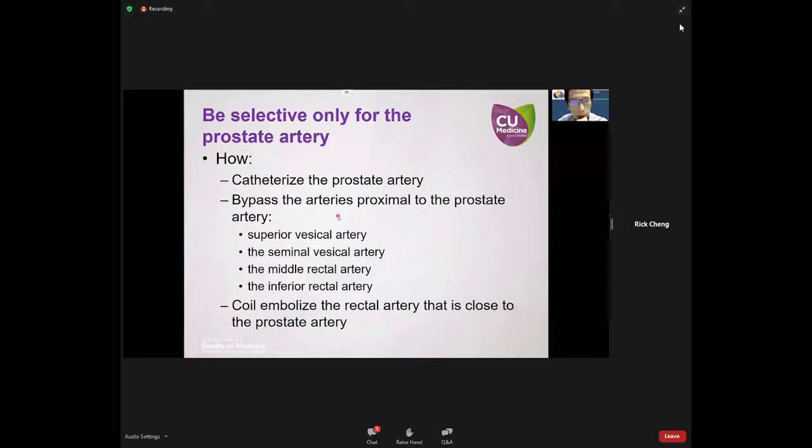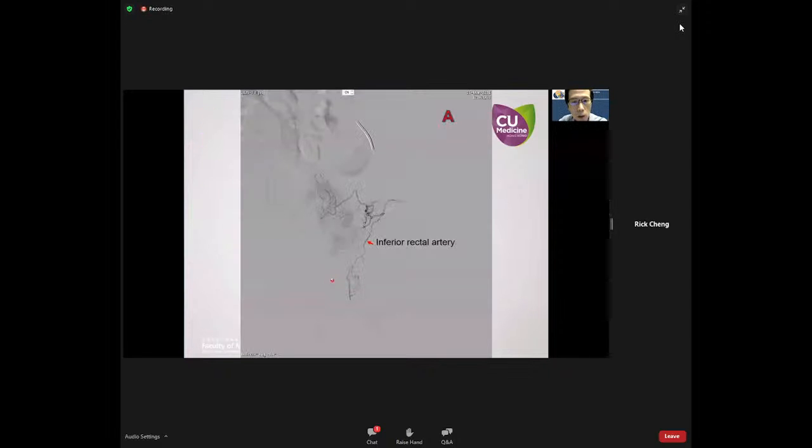So we're also obsessive about being selective on the prostate artery alone. We want to bypass all these branches in the vicinity: the superior vesical artery, the seminal vesical artery, the middle rectal artery, and the inferior rectal artery. We also want to avoid embolizing those arteries that are very close to the origin of the prostate artery, in such a way that any backflow of the microsphere can go to these non-target sites. In this case, this is a rectal artery.